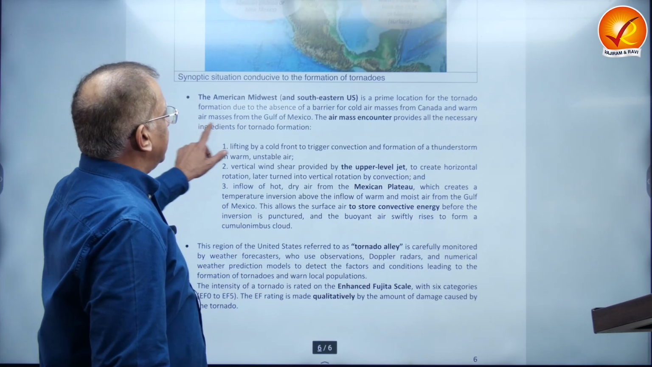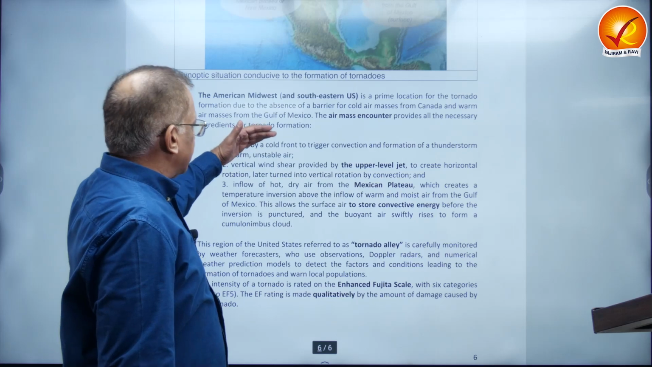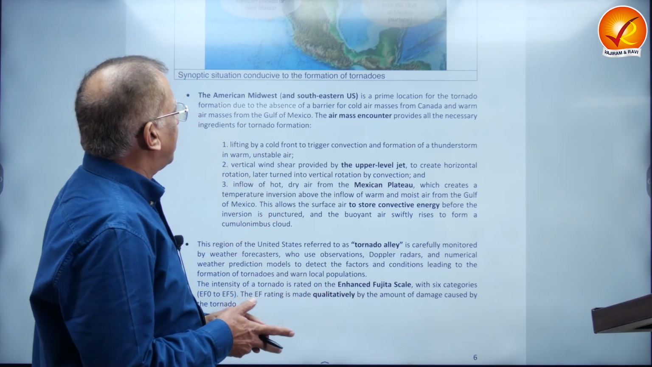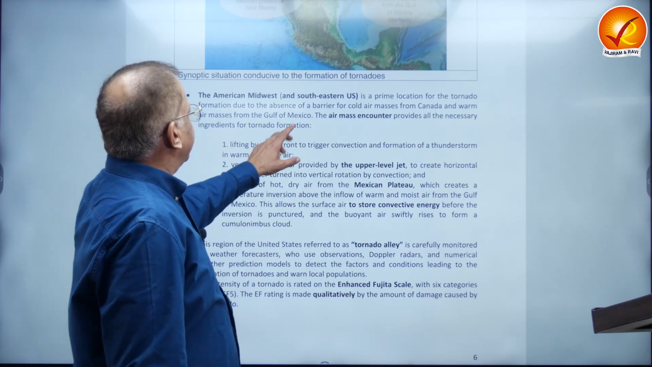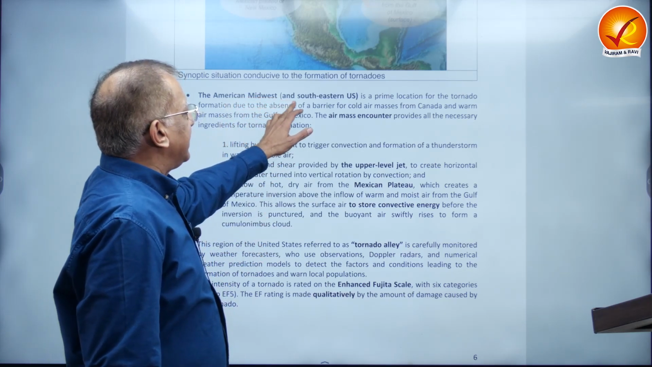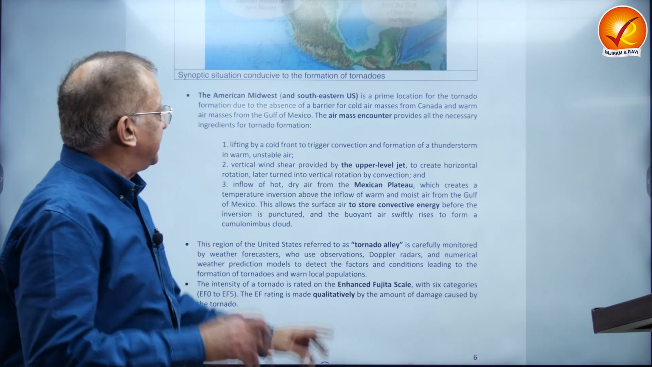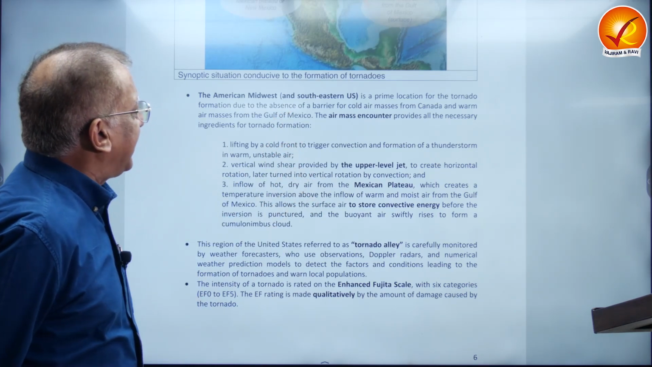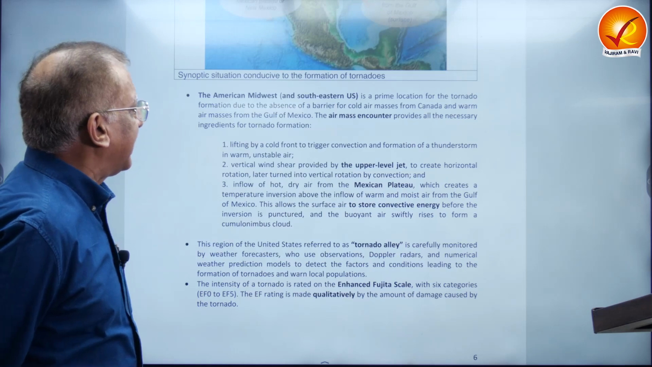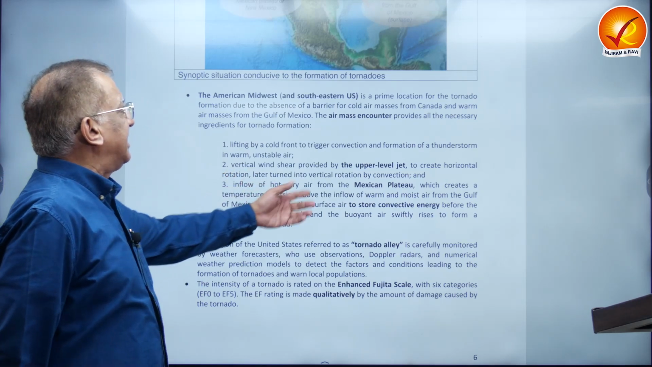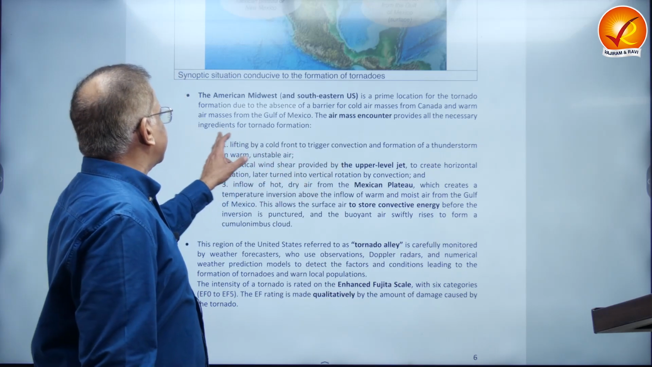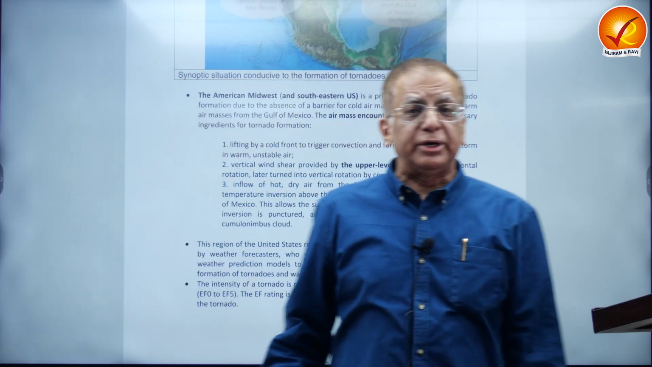So I write here in very clear words what are those conditions which are making it, and this is the way you have to give the answer for a good score. So I write here: the American Midwest and Southeastern US is a prime location for tornado formation due to the absence of a barrier for cold air masses from Canada and warm air masses from the Gulf of Mexico. The air mass encounter provides all the necessary ingredients for tornado formation.